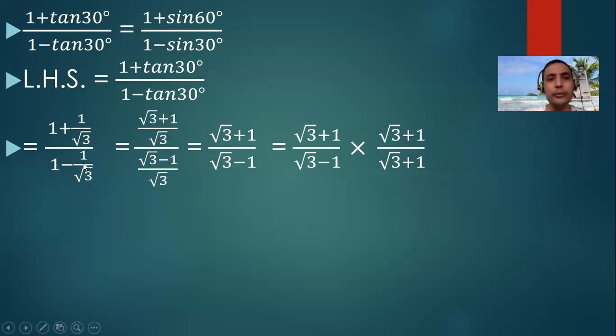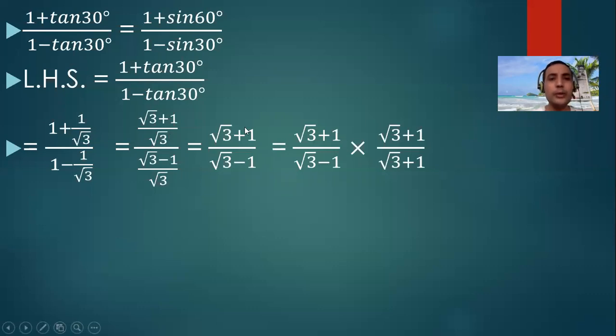Then take LCM, √3 is LCM, that √3 and this 1 to multiply, that will come √3 plus 1 by √3, and in the denominator also take LCM √3, and 1 to multiply, √3 minus 1 by √3. Just before it was coming A by B by C by D form, here is also the same form, that means A by B into D by C. You can write that also, or you can see in the denominator √3 is there, and in the denominator √3 is there, √3 and √3 can be cancelled.